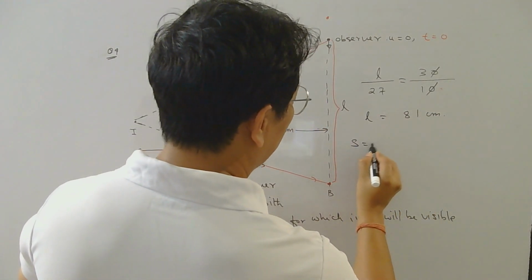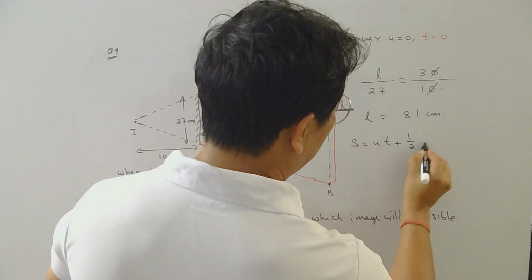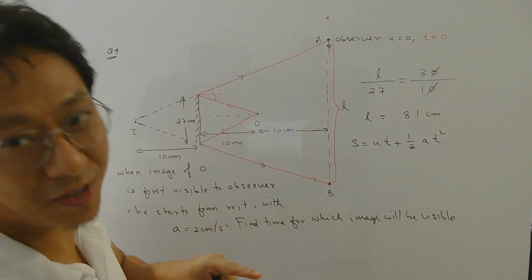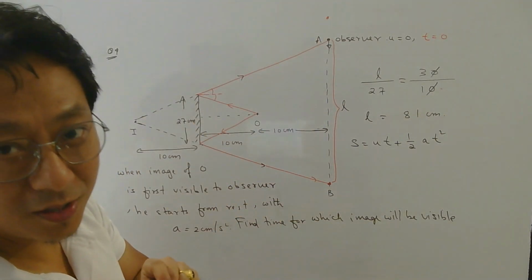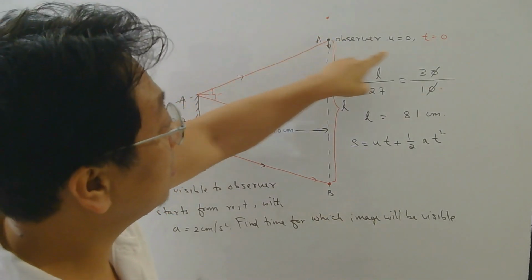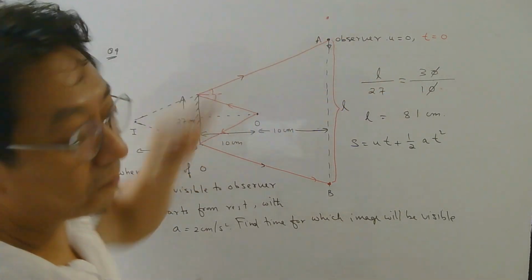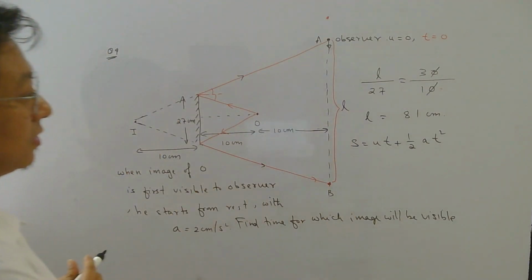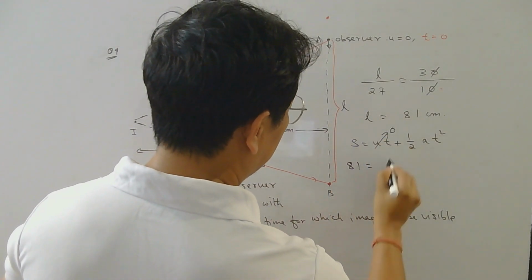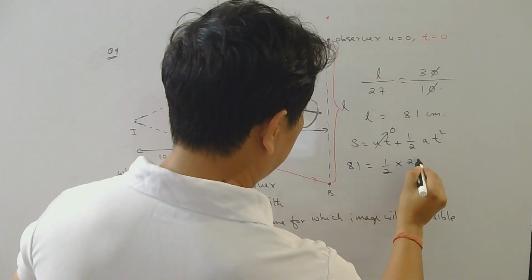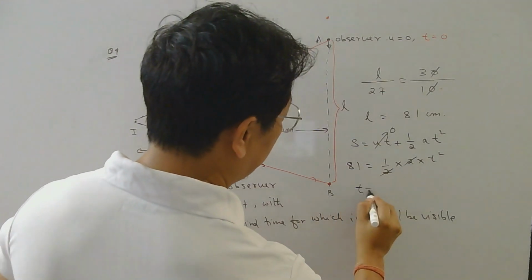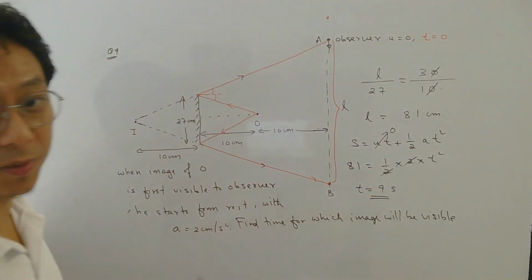So now we can use the formula S equals ut plus half at square to find the time for which he will see the image, right? So in this part he is going to see the image. So in this much time starting from here, because here he started, right? So time 0 started from here. So from here to here he will see the image. Distance covered is 81, initial velocity is 0, acceleration is 2, so t square is 81, so t will be 9 seconds. So that would be the answer. Okay.